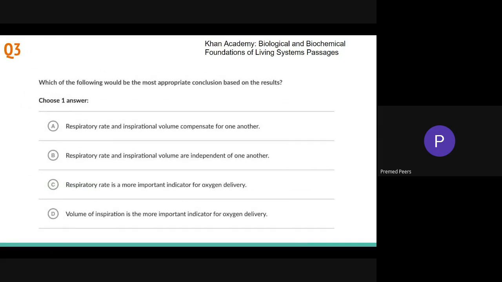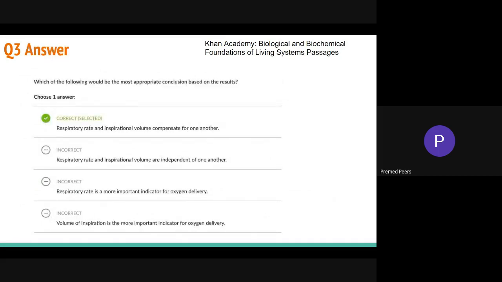Which of the following would be the most appropriate conclusion based on the results? So, at the end of the passage, there was a graph, and they seem to be inverse. Inspirational volume and respiratory rate, when one was low, the other one was high, and then when that one was high, the other one was low. So this is how we get at the answer that they might compensate for one another.